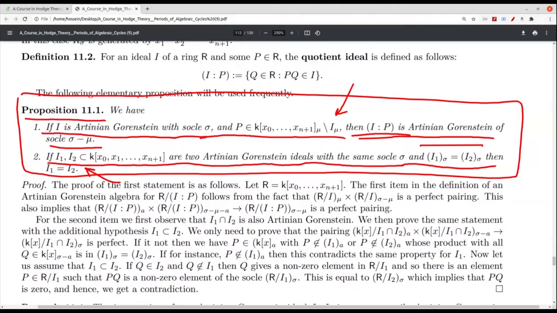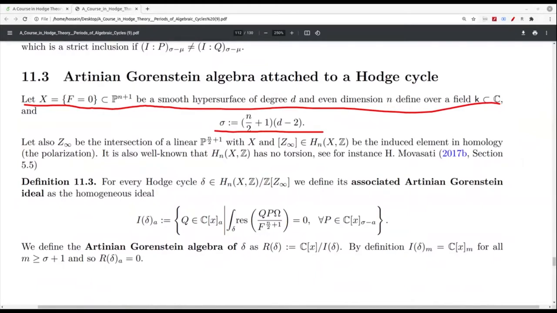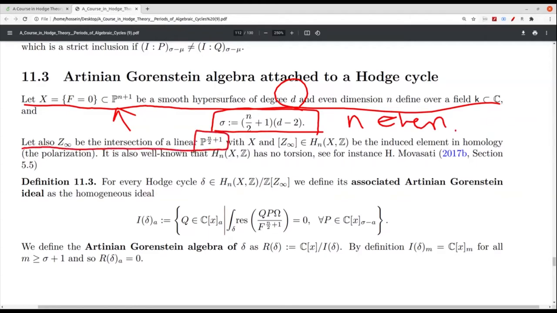The proof is a very easy exercise in commutative algebra, and I will skip it. I now introduce Artinian Gorenstein algebras, or ideals, attached to a Hodge cycle. So we start with a hypersurface X of dimension n and of degree d, and let's set sigma in this way. You remember that n is going to be even because we are going to discuss Hodge cycles. And let Z infinity be the intersection of some linear P^(n/2+1) with X. This is the canonical Hodge or algebraic cycle of the hypersurface.